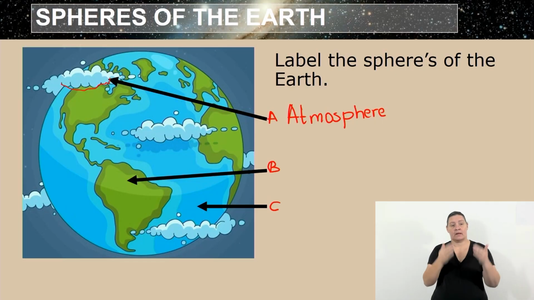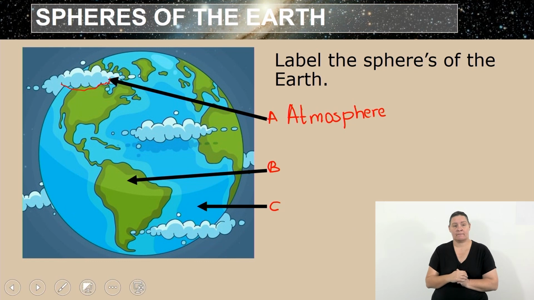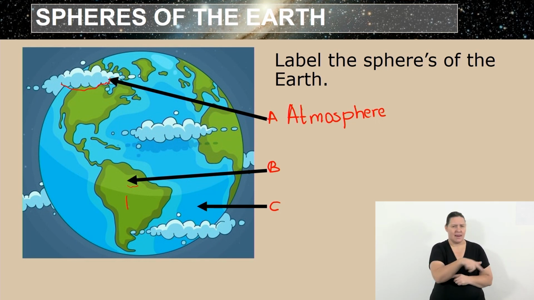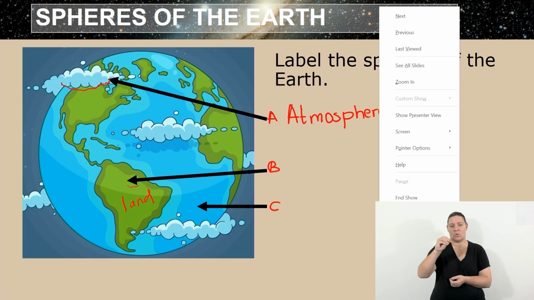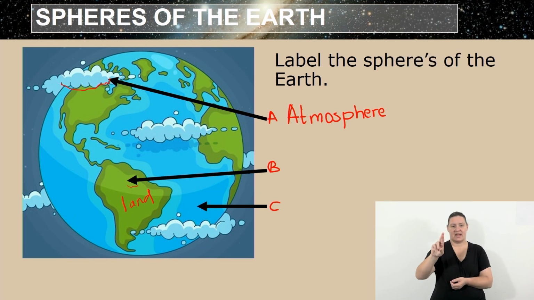Now let's move on to point number B. Point number B, as you can see there, you see some green. That would mean that maybe there is some land there, okay? Where there is land, you can associate land with the lithosphere. So point B would be our lithosphere.